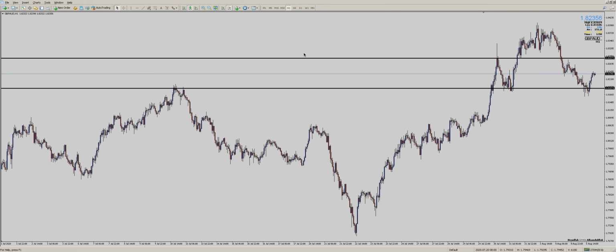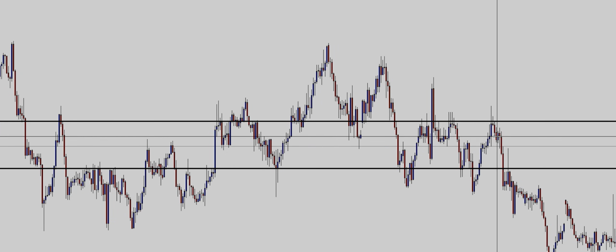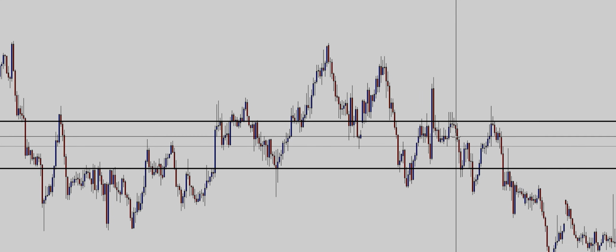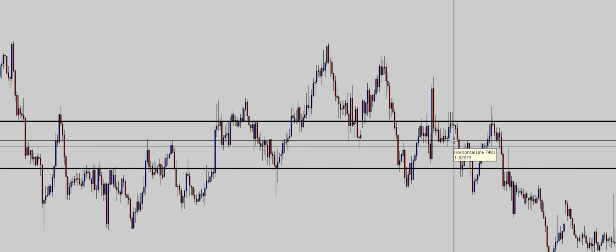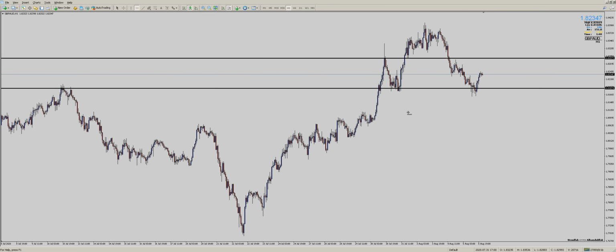The level is 1.82879. Let's see. So I was right. This level is a good level. As you can see, many reversals at this 1.82879 level. So yeah, we are good to go. Now let's mark the bottom zones.